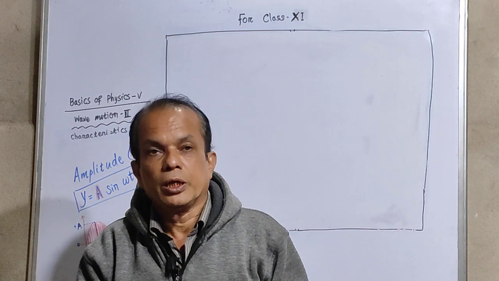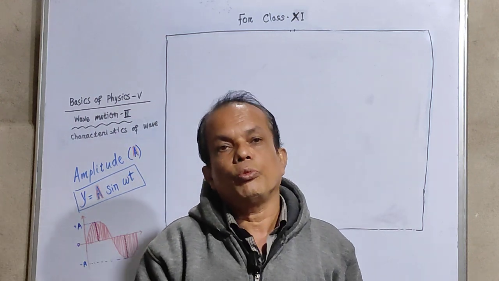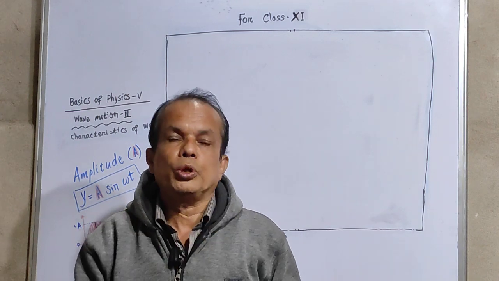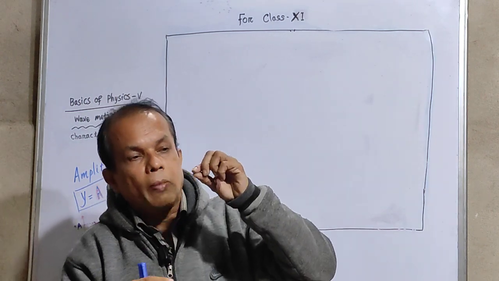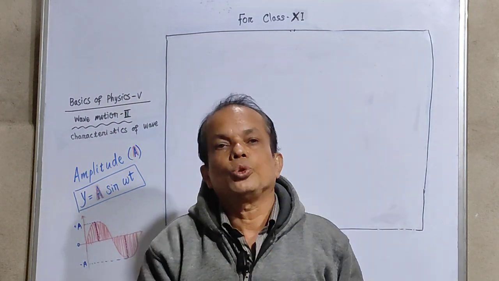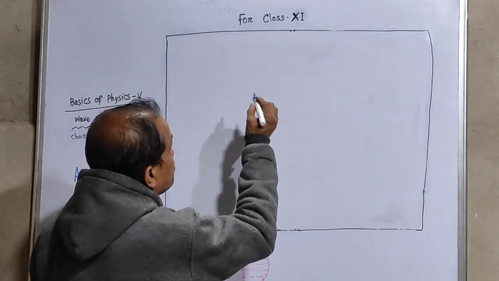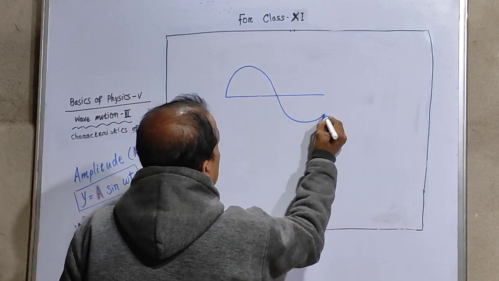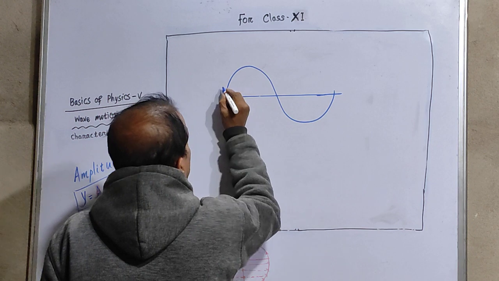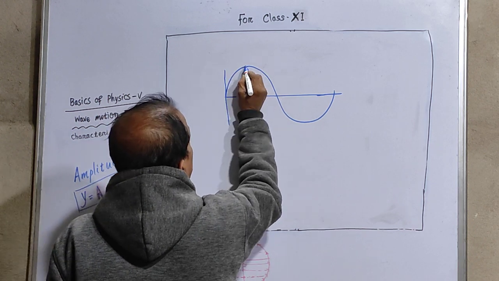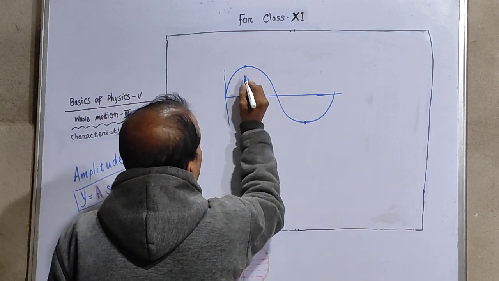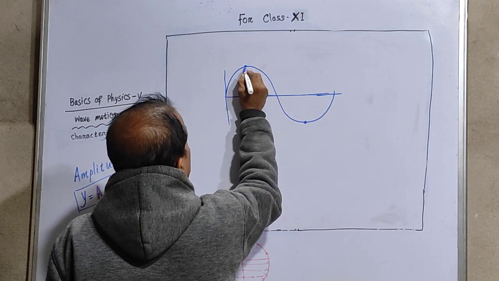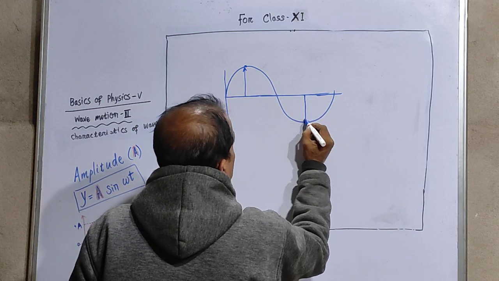And in each case, whether it is a longitudinal wave motion or a transverse wave motion, in both ways the maximum displacement from the mean position is known as the amplitude. So if we take a transverse wave, we can clearly see that these 2 points have come far away from this mean position, this line. So this one is known as the amplitude.